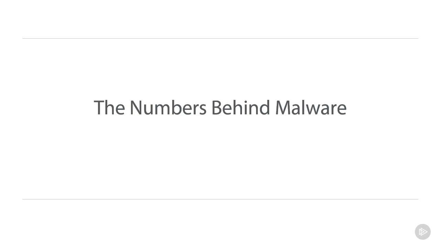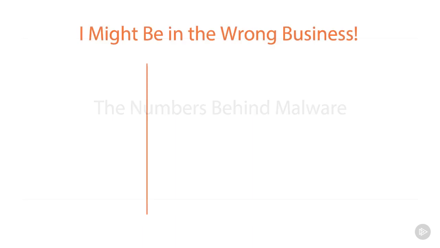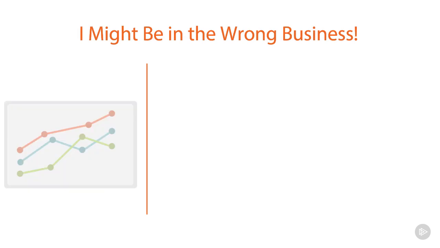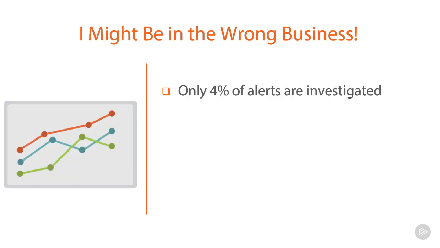Now, there's an organization called the Ponemon Institute, which conducted research so they could see how much money people, or I should say companies, are spending on protecting themselves. And let me tell you, I might be in the wrong business after seeing some of these numbers. The first is this, that only approximately 4% of all malware alerts are investigated. On average, organizations get about 17,000 malware alerts weekly, but only 19% of the alerts are deemed to be reliable.